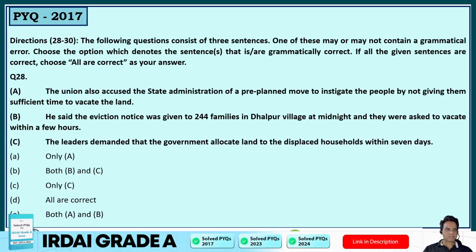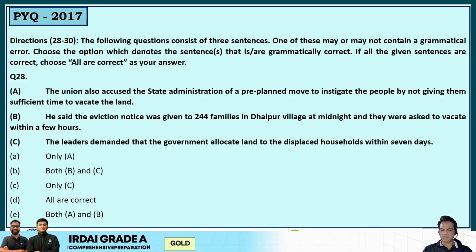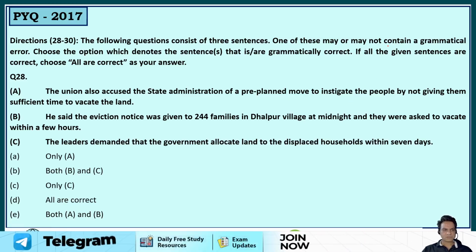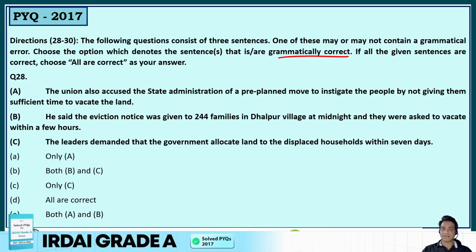Next question, guys. Now the directions are: the following questions consist of 3 sentences. One of these may or may not contain a grammatical error. Choose the option which denotes the sentences that are grammatically correct. So we have to mark the sentences that are grammatically correct. Not the incorrect ones, the correct ones. If all the given sentences are correct, choose all the correct. Okay, so let's read, guys.